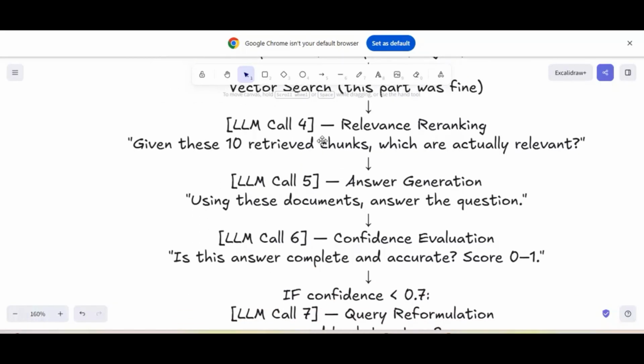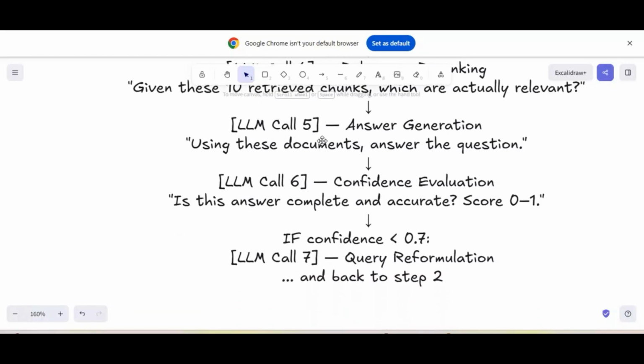Okay, so after the vector search, k number of chunks are retrieved, which are actually relevant to answer this user query. Then comes the re-ranking step, which is also taken care of by one LLM. Next is answer generation. Definitely answer generation is required, so using this document to generate the answer, an LLM is required.